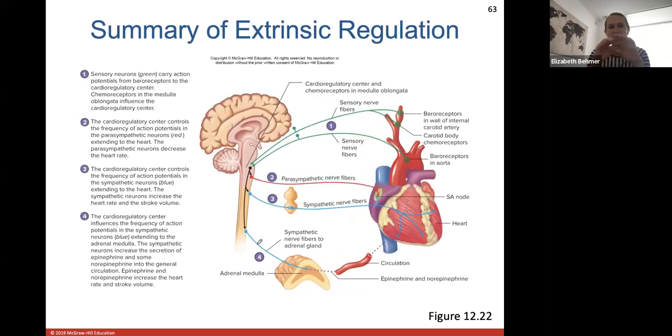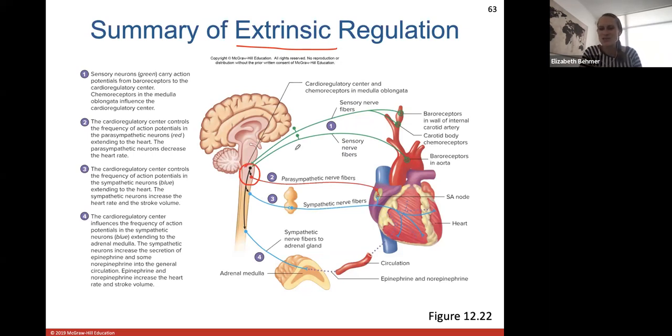So this is just a general summary of everything extrinsically that's controlling cardiac output and your heart rate. Again, extrinsic regulation, these are regulatory mechanisms outside of the heart, extrinsic, that are controlling function of the heart. And again, most of them are controlled in the cardioregulatory center, which is in the medulla oblongata.